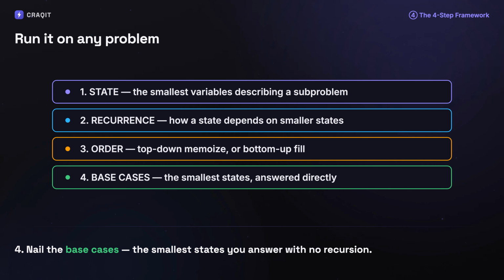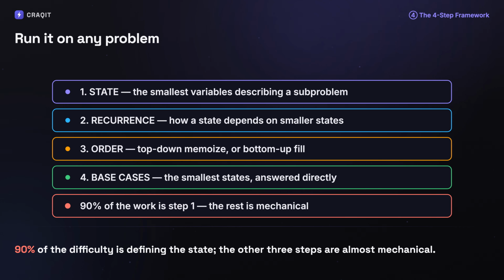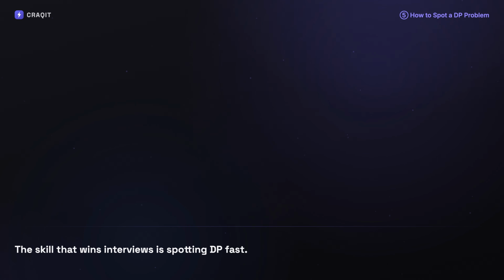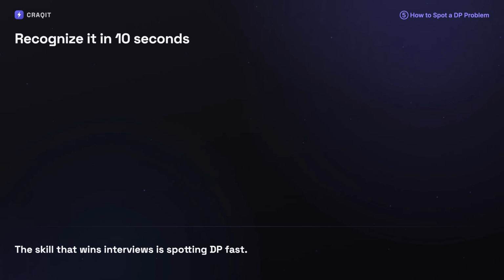When an interviewer gives you a DP problem, don't stare at it, hoping for inspiration. Literally, walk these 4 steps out loud. 90% of the difficulty is step 1, defining the state, and the other 3 are almost mechanical once you have it. The skill that actually wins interviews isn't solving dynamic programming. It's recognizing it fast, so you don't waste 10 minutes on a greedy approach that falls apart.